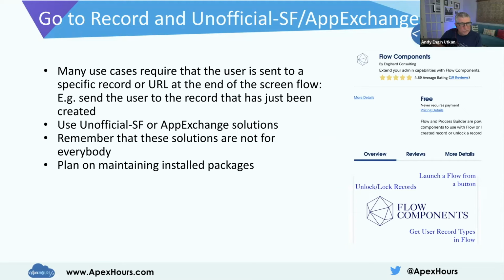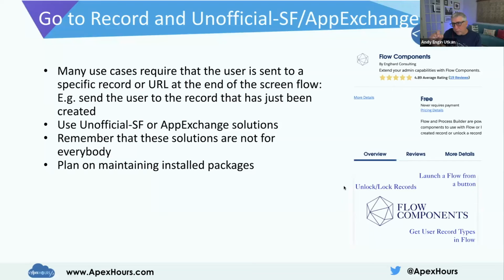Now, the use of unofficial SF and App Exchange solutions. Remember, this is not available for all orgs. Not every organization will allow the use of these. And also remember, if you use unofficial SF components, unmanaged packages, they are not going to be upgraded. So in time, you should calculate on the fact that you need to go back and check, possibly test a new version, upgrade it. With App Exchange components, you can get upgrades. But again, this is something that you need to keep in mind and maintain over time if you are adding these things that are not out of the box.